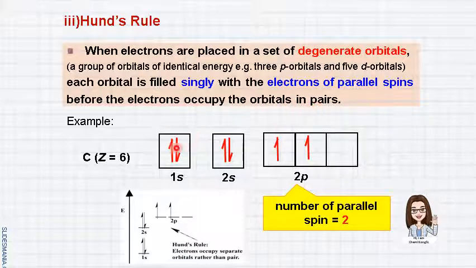For example, in this case, carbon has 6 electrons, so 1s2, which according to the Pauli exclusion principle must have different spins, then 2s2, and then 2p2. There are 2 electrons for the 2p orbitals, so they have to fill singly first with the same spin, meaning parallel spin. So Hund stated that electrons occupy separate orbitals rather than pair.